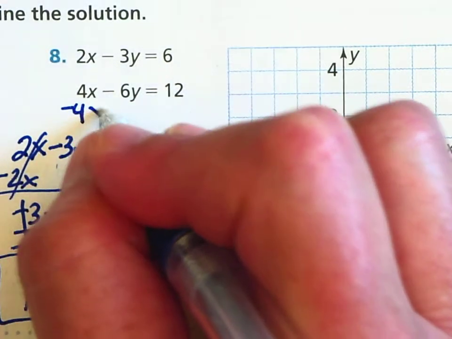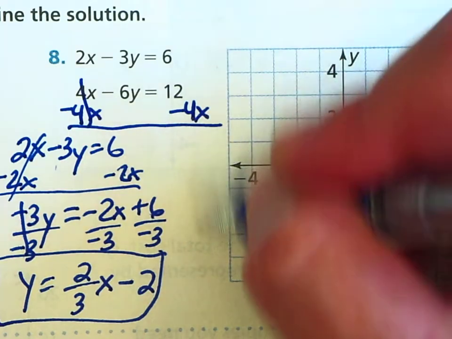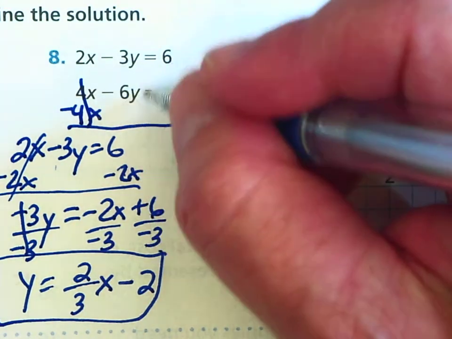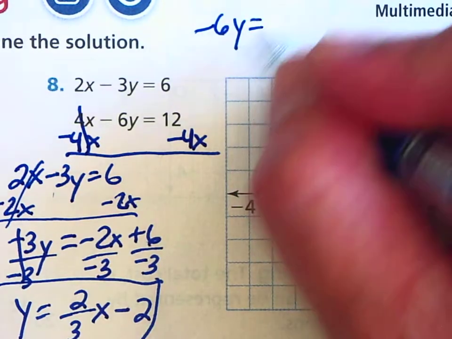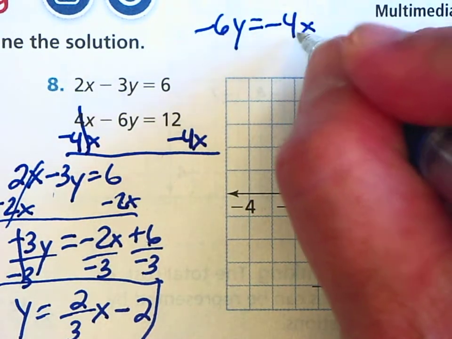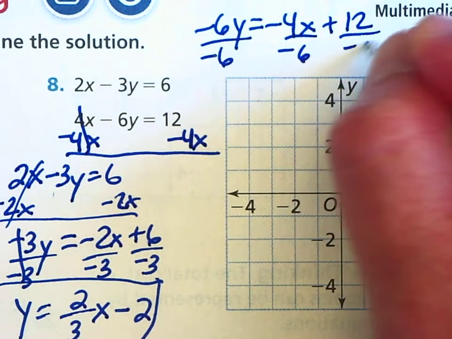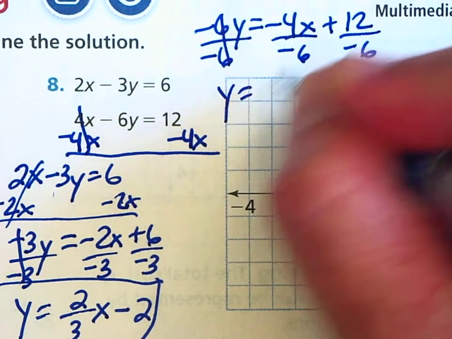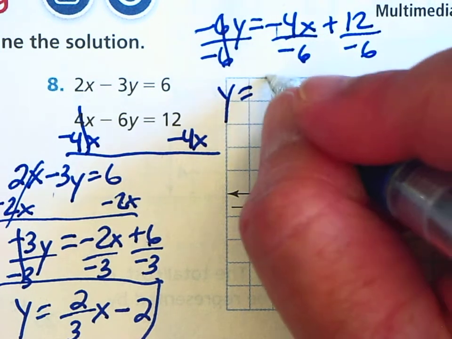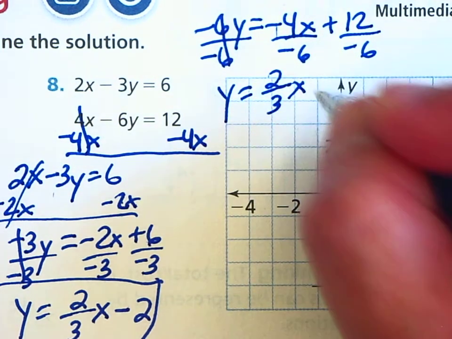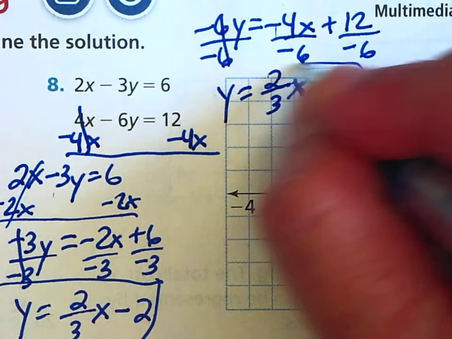Okay, so now I'm going to solve this one. The first thing I'm going to do is subtract 4x from both sides, move the x term over. Now I'm running out of room right here, so I'm just going to put this up here. I have -6y equals -4x plus 12. Now I'm going to divide everything by -6. So y equals, 2 negatives equal a positive, and 4 and 6 are both even, so let's cut those in half and get 2/3 x, positive. And then 12 divided by -6 is -2.